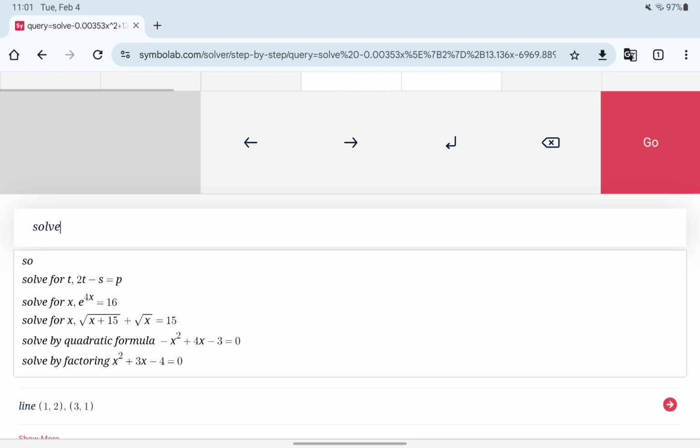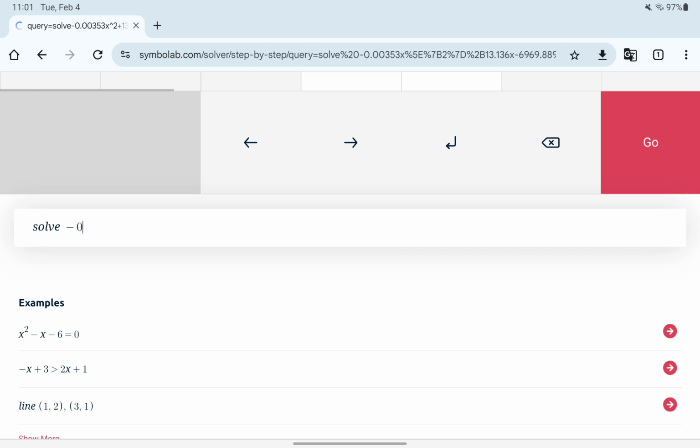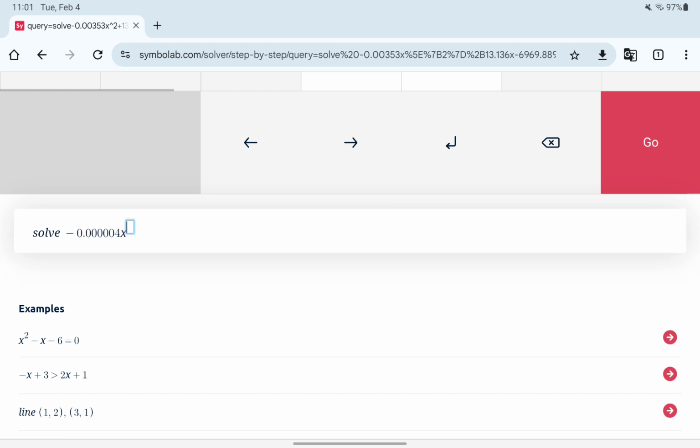So we'll delete what we've got in there, and now we'll solve negative 0.000004x squared. And actually, let me go back. I've got one too many zeros in there. Plus 0.175x minus 157.243. Again, we'll set that equal to zero because we want to determine the x values that give us a profit value equal to zero.